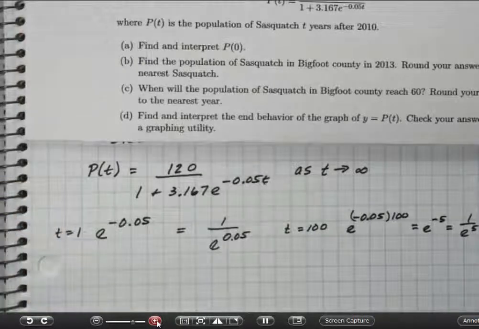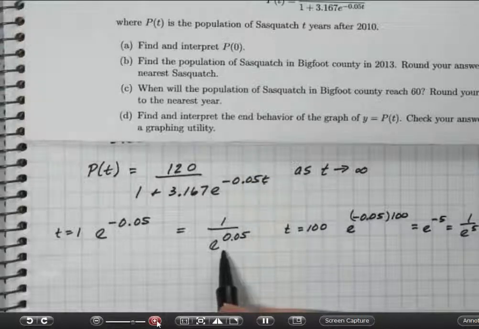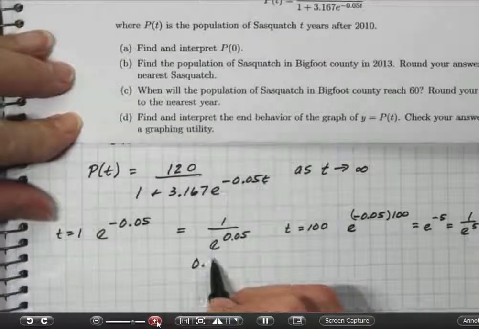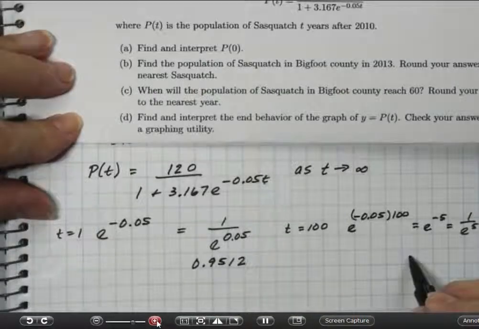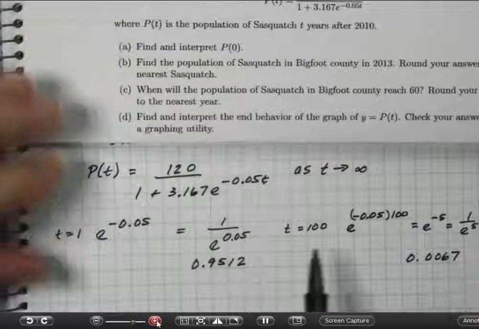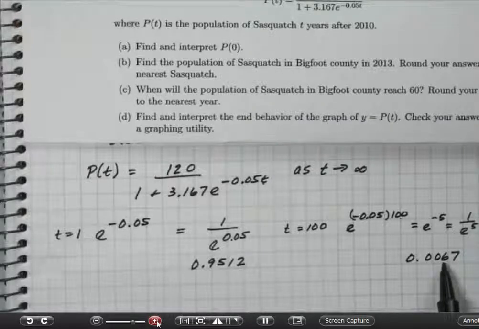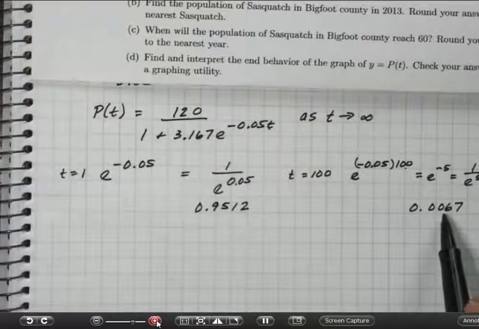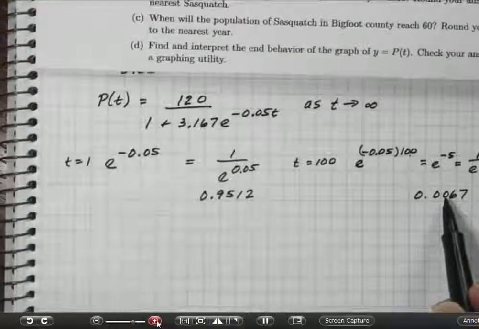So believe it or not, if you were to put this on your calculator, 1 over e to the 0.05 was approximately 0.9512. 1 over e to the 5th is 0.0067. So as we get bigger t's, my e's are going to get smaller and smaller. They're going to get so small that we can just call them close enough to 0. They're never going to equal 0, but they're going to be close enough.